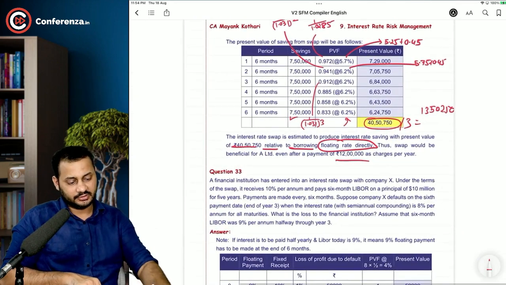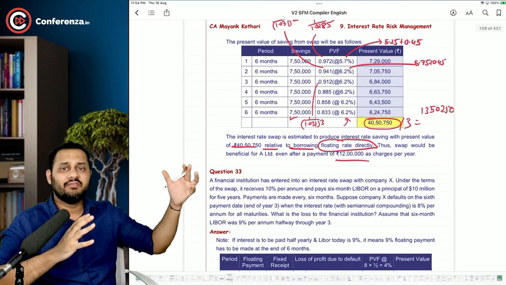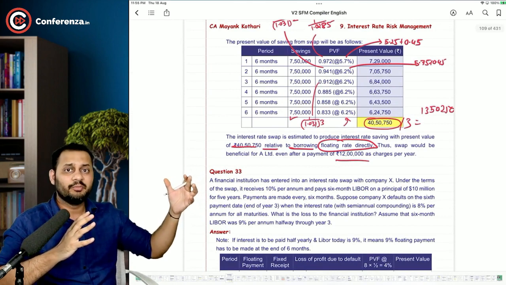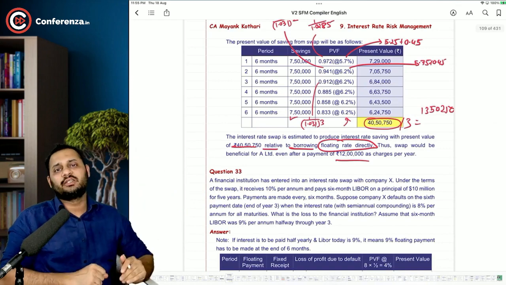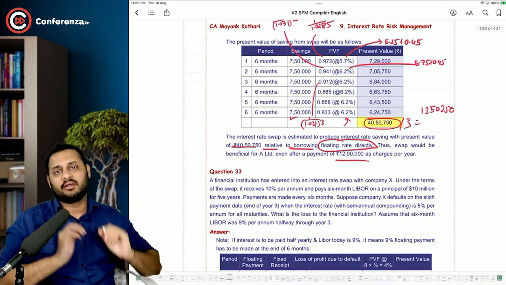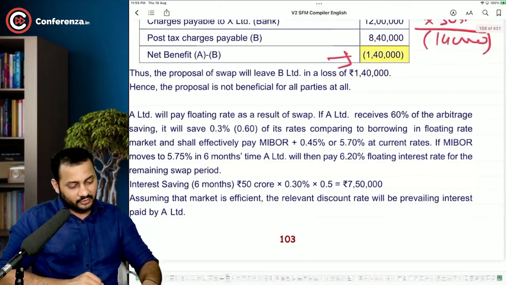So this is the main answer. I hope you understood it. It's just that whatever savings you have because of the swaps, and not directly going to the bank to borrow money, calculate the present value of that on the given market rate. Simple enough. Okay, they have made some calculations here.